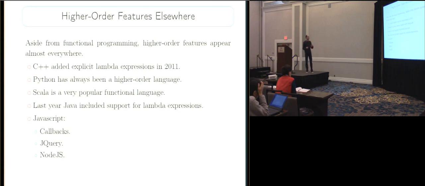And when you actually program in JavaScript, you're doing higher-order stuff all the time. Either if you're just using callbacks, or if you're using things like jQuery, then you end up using them all the time. And Node.js, also based on continuation passing and stuff like this, all higher-order features, and it's difficult to get away from it.